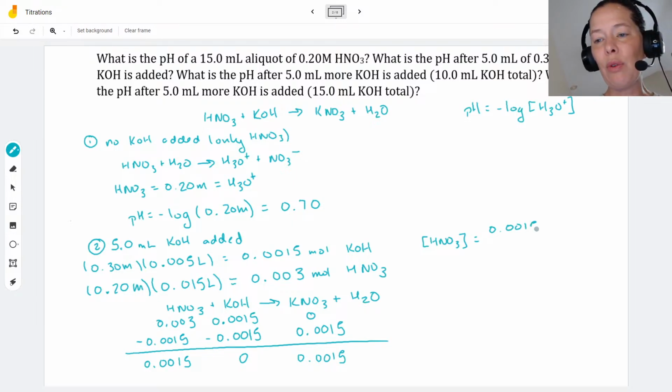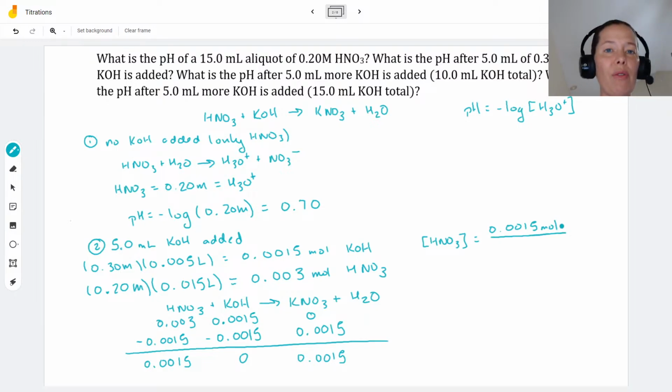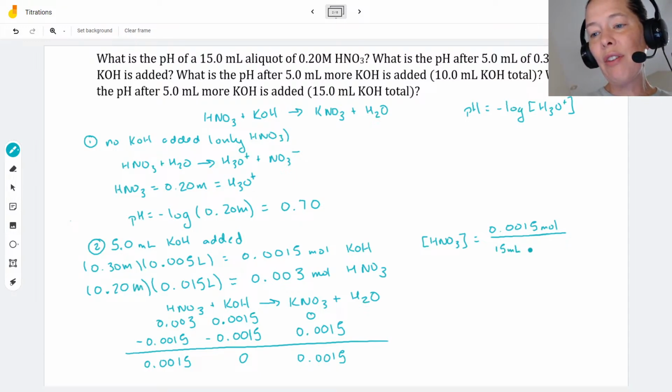That is what is remaining. And now we just need the volume of our solution. So this is where we need to go back to the problem. We started with a 15 milliliter sample of nitric acid, and we have added 5 milliliters. So you can write this as 15 milliliters plus our 5 milliliters of potassium hydroxide. Of course, that's going to be 20 milliliters.